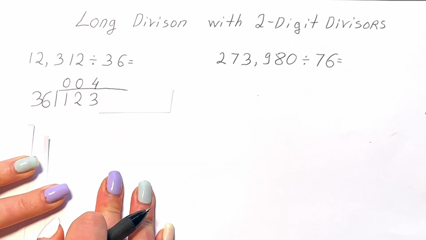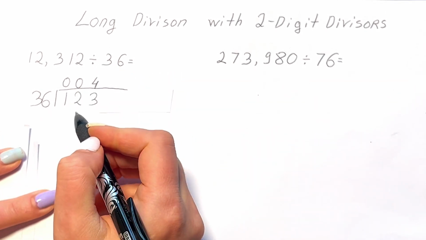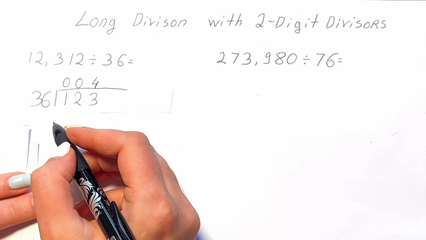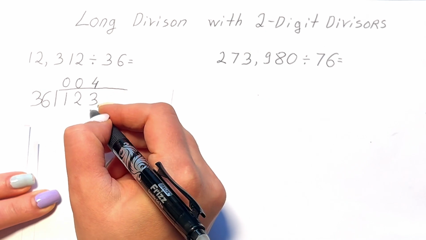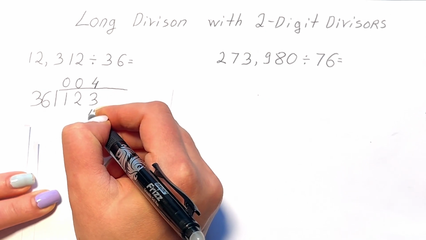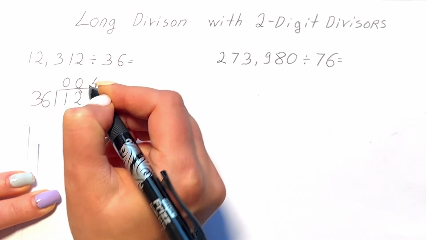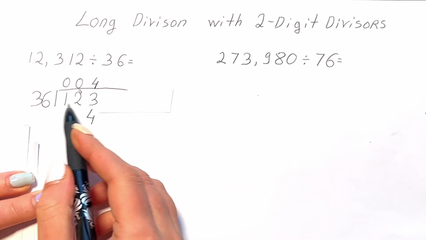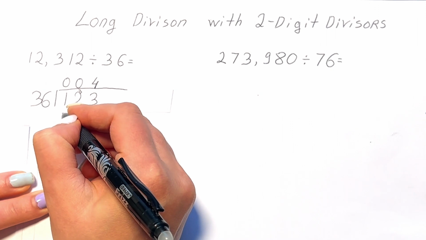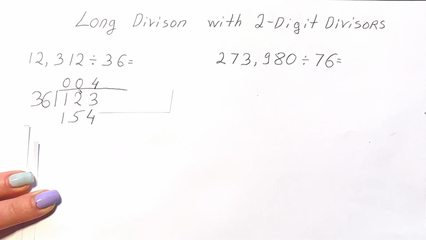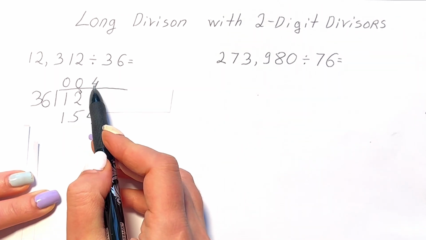Okay, so let's multiply. 4 times 6 is 24. I'm gonna put the 4 and carry 3. 4 times 3 is 12. 3 more will be 15. Okay, 154 is bigger than 123. It means our imaginary number 4 is not working.